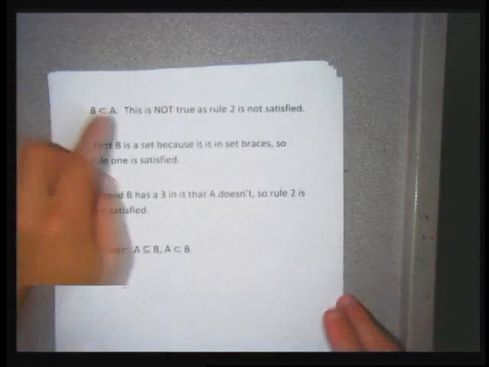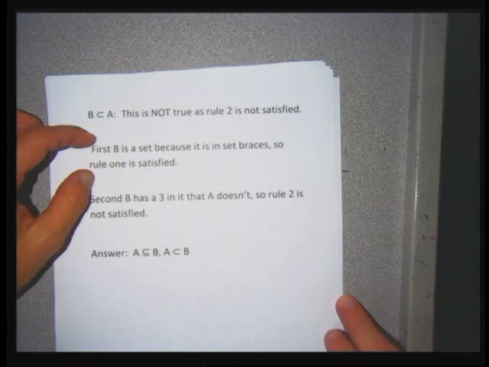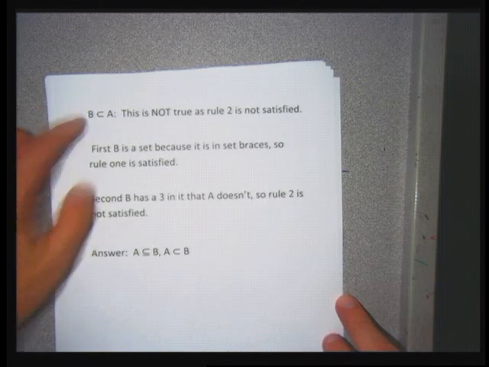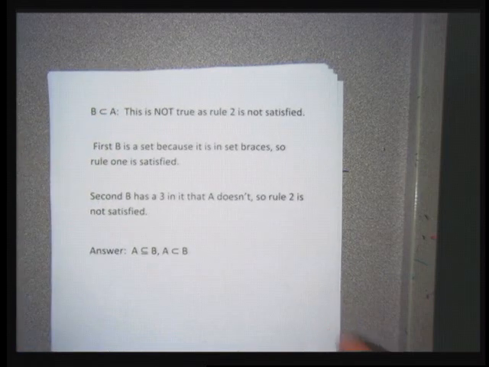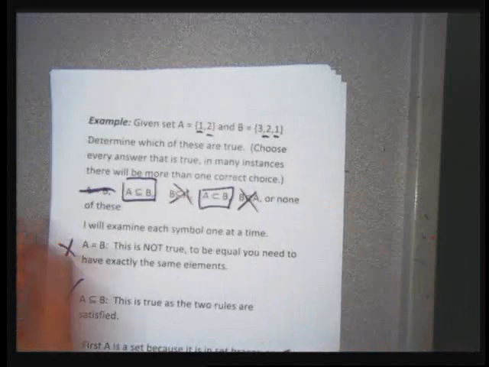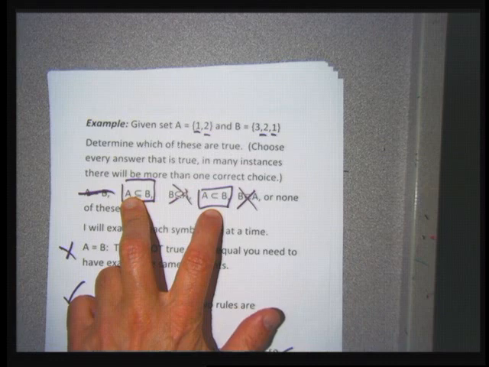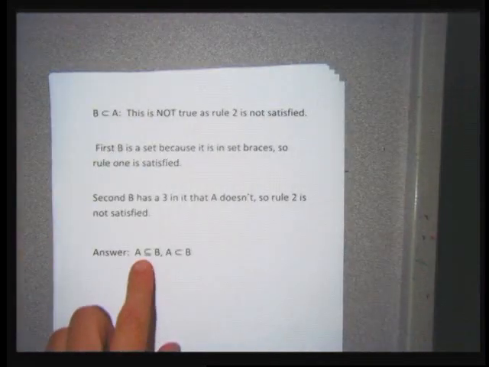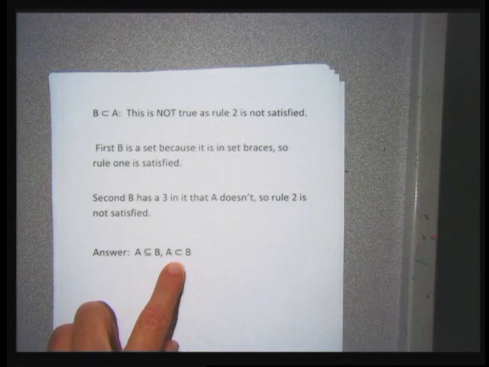So B is not a proper subset of A, because to be a proper subset, there's the three rules. B was a set. B has to be contained in A. B wasn't contained in A. So that rule's not true because B isn't contained in A. B is not a proper subset of A. So the only rules that were true are A is a subset of B and A is a proper subset of B. So when I go to my answer for this example, the true symbols are A is a subset of B and A is a proper subset of B.